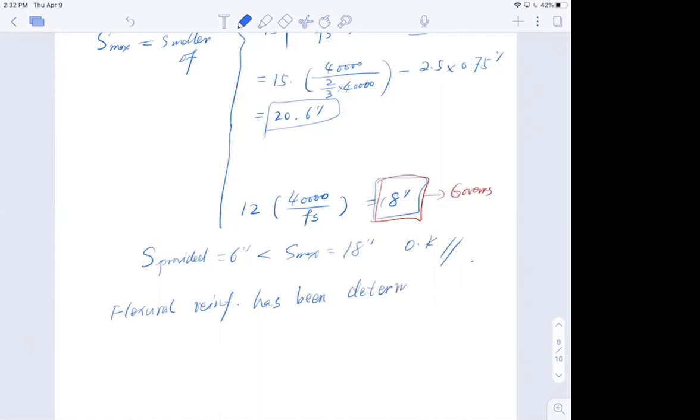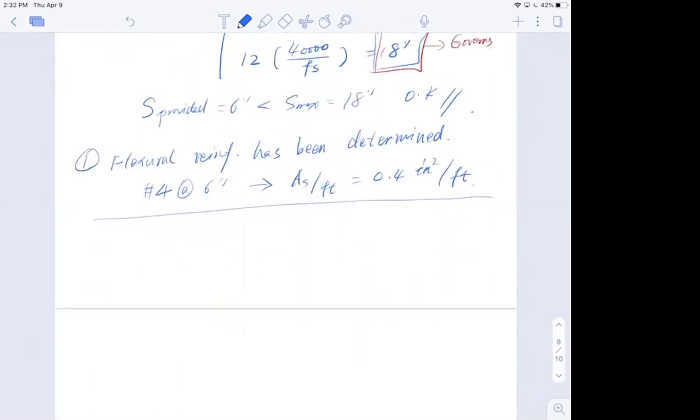You don't have to write this in the exam. I write it just for the notes, clarification of the notes. And that is number 4 bars at 6 inches, and it gives me an As per foot of 0.4 inch squared per foot. So this is the flexure reinforcement calculation. But this is not over.